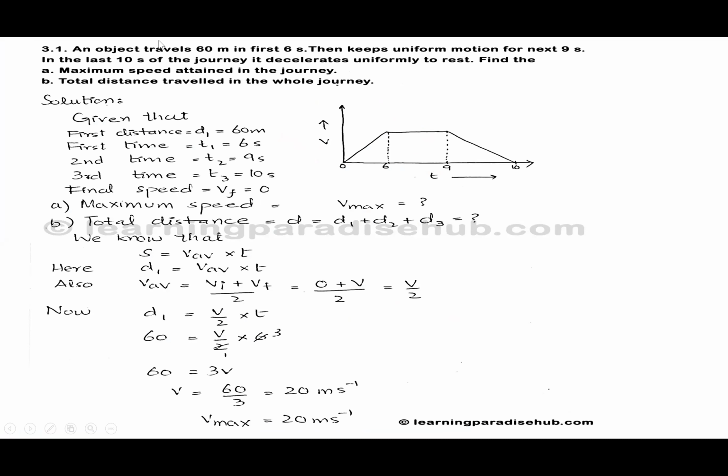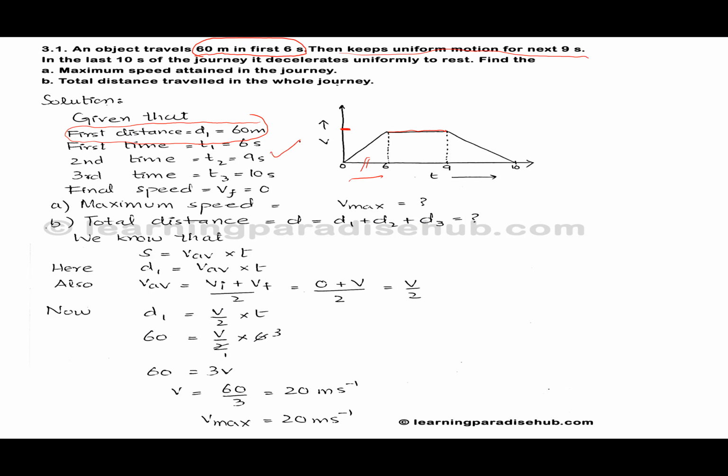So here it is written that 60 meters of distance has been covered. If you see this, 60 meters in the first 6 seconds. So this is the first 6 seconds and it covers a distance of 60 meters. And then it keeps uniform motion. Here the graph is a horizontal line, so the velocity is uniform.